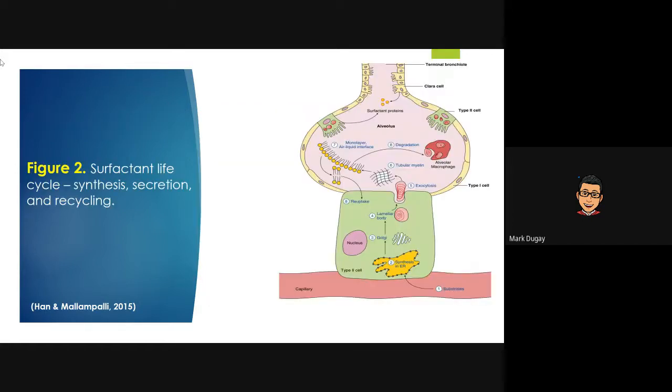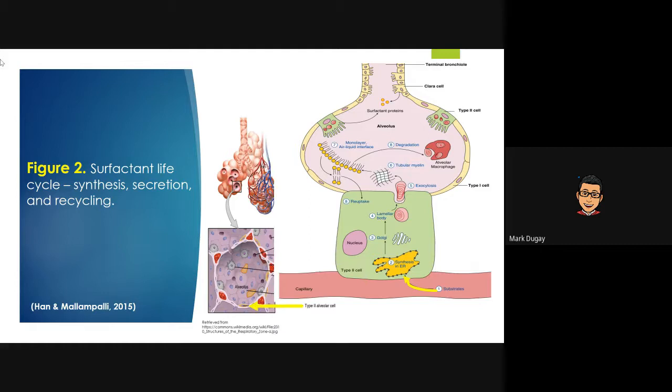Figure 2 shows the surfactant life cycle: the synthesis, secretion, and recycling. Surfactant is produced by the alveolar type II cells utilizing dietary substrates. These specific pneumocytes line the alveolar compartment of the lungs, which cover about 7% of the alveolar epithelial surface.